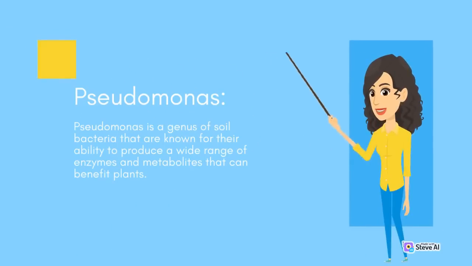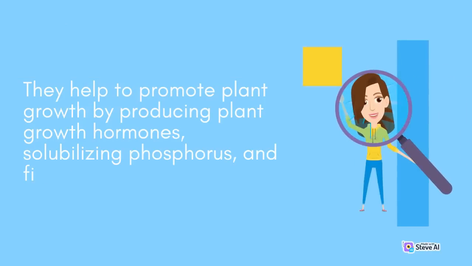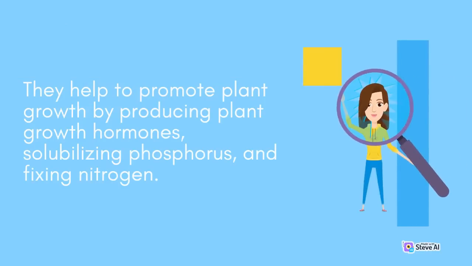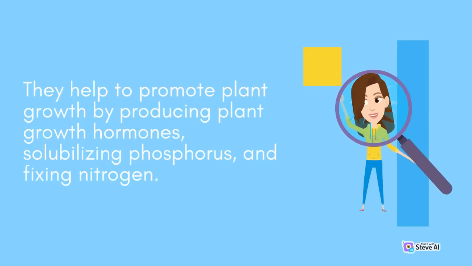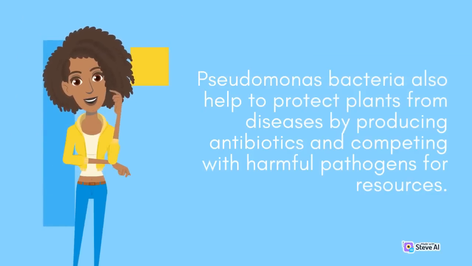Pseudomonas. Pseudomonas is a genus of soil bacteria that are known for their ability to produce a wide range of enzymes and metabolites that can benefit plants. They help to promote plant growth by producing plant growth hormones, solubilizing phosphorus, and fixing nitrogen. Pseudomonas bacteria also help to protect plants from diseases by producing antibiotics and competing with harmful pathogens for resources.